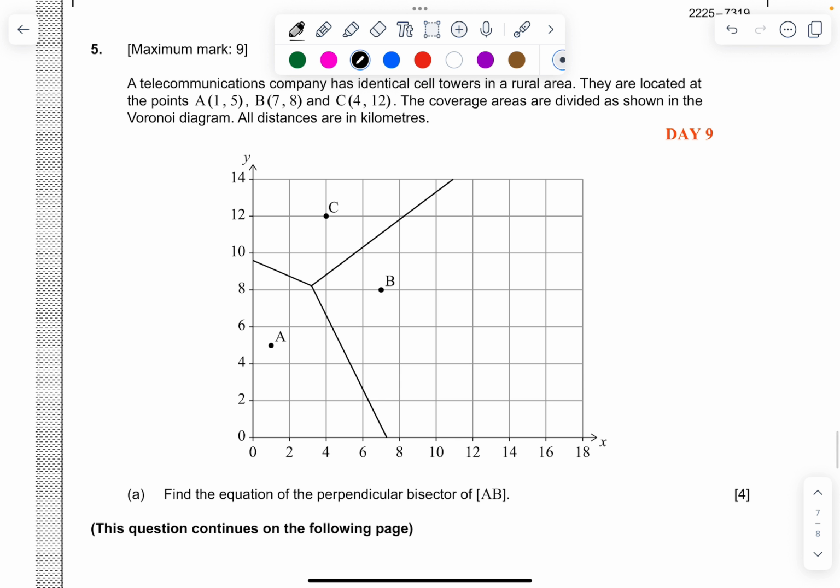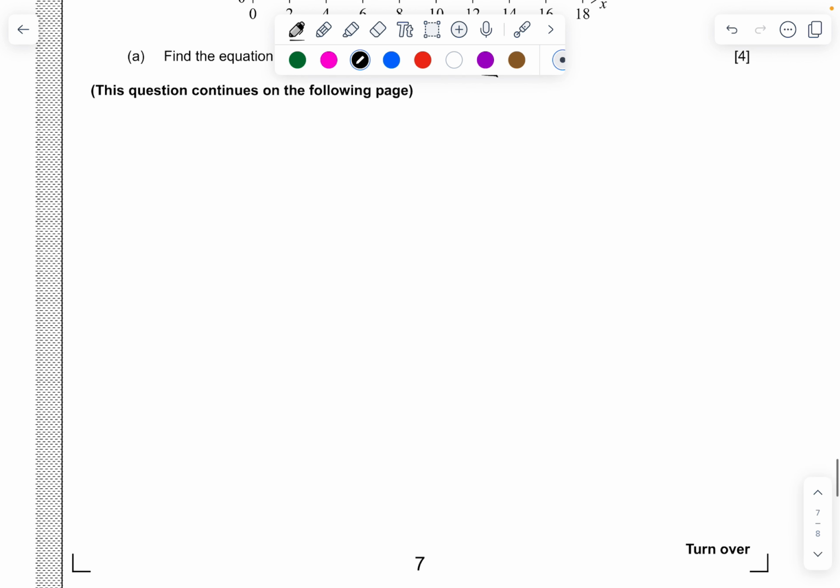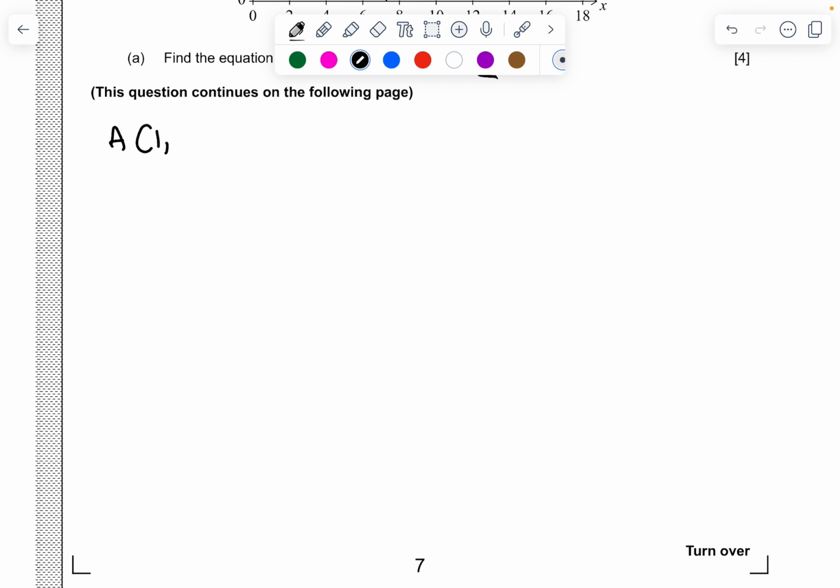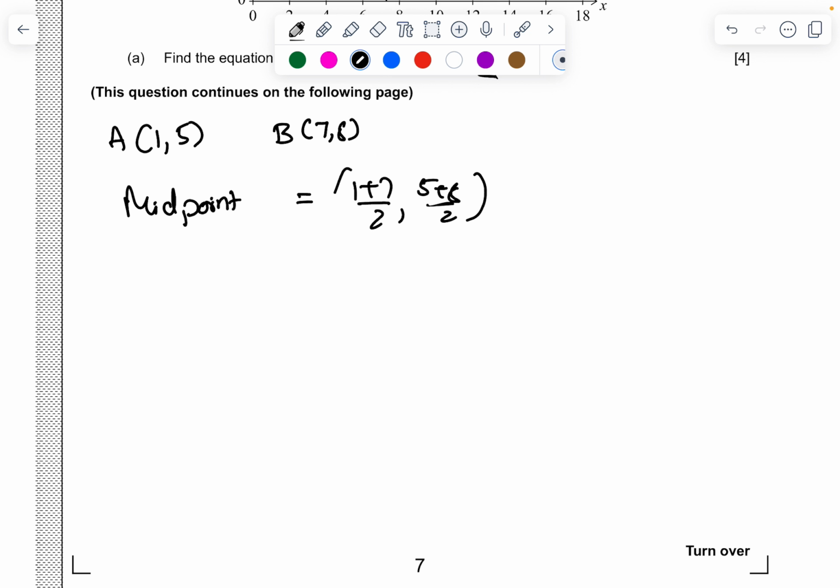And coming to the last question, question number 5. Find the equation of the perpendicular bisector for AB. A is (1, 5), B is (7, 8). So first of all, I am going to find the midpoint. The midpoint is (1 plus 7) upon 2, (5 plus 8) upon 2, which is going to be (4, 6.5).